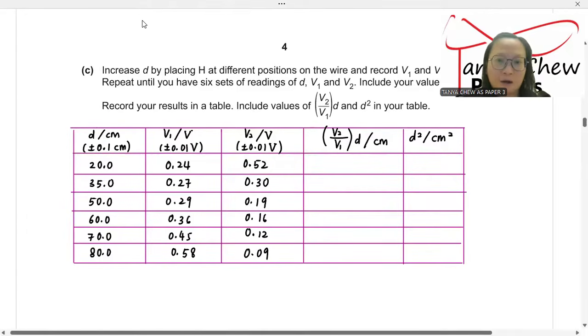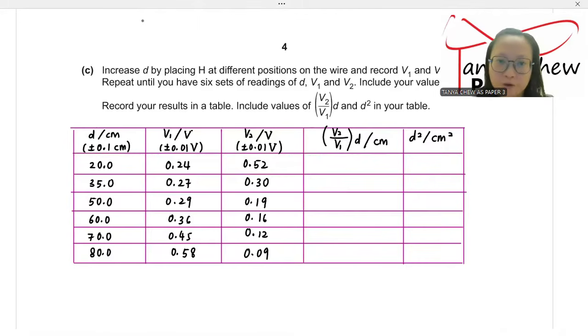And after that, I do my calculation. Here I got V2 divided by V1 times D. Look at V1 and V2. V1 and V2 are both two significant figures, and my D has three significant figures. So I can choose to put 2 to 3 significant figures for V2 over V1 times D value. Instead, I choose to put three significant figures.